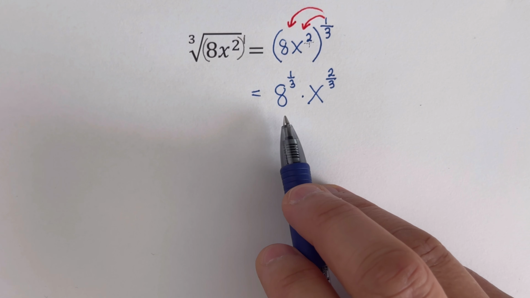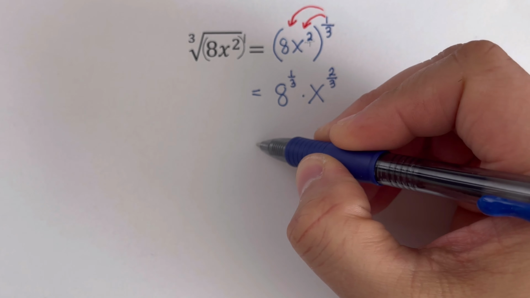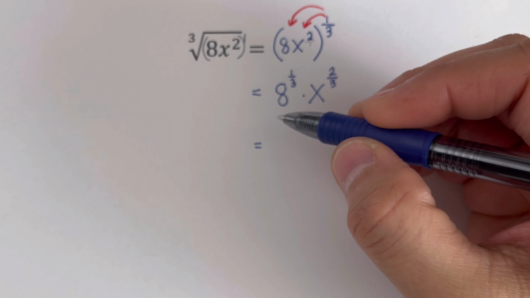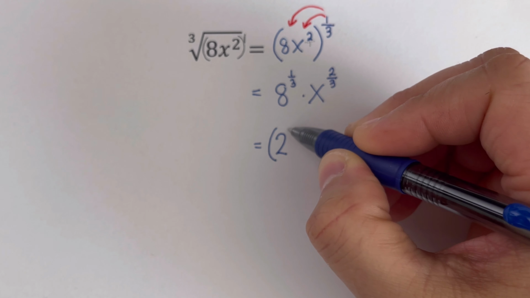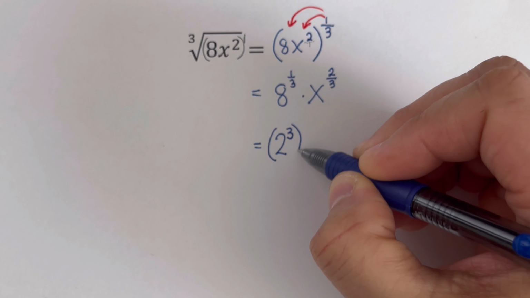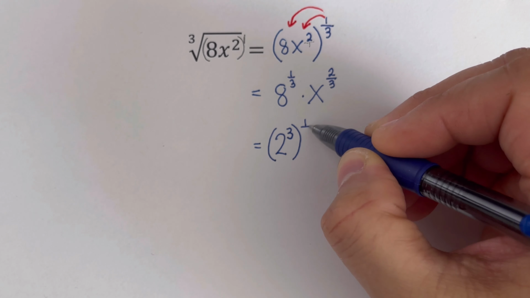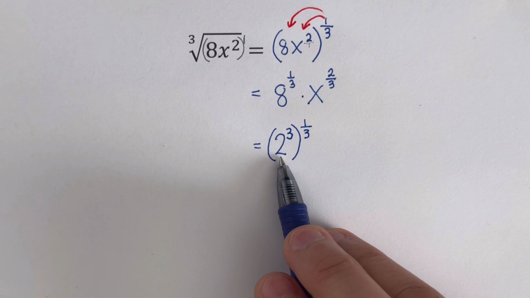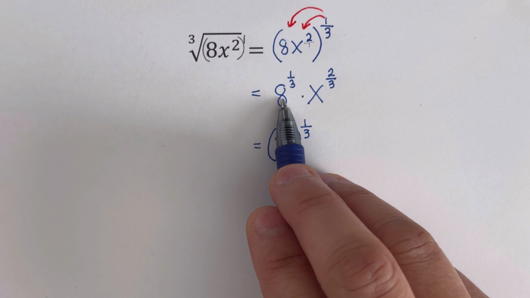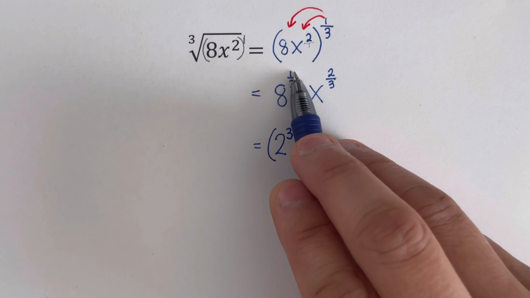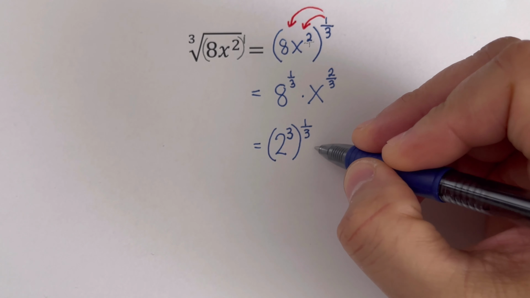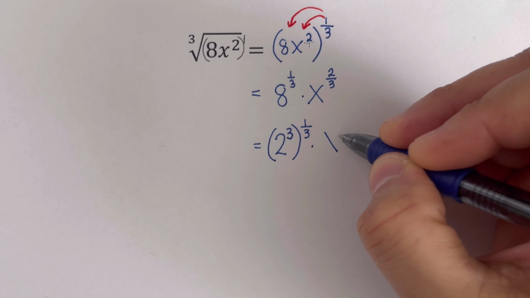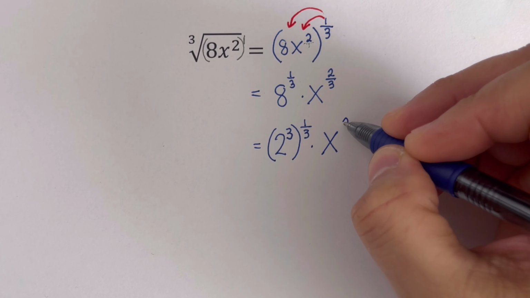This 8 here can be expressed in exponential form. If we multiply 2 three times, that's actually equal to 8. So we can go ahead and write 2 raised to the power 3. That's actually 8. And again, this whole thing is raised to the power 1/3. So 2 times 2 is 4. 4 times 2 is 8. And that's how we got 8 here, 2 raised to the power 3. And then the 1/3 is the exponent of 8. And then we have this other part here, which is x raised to the power 2/3.